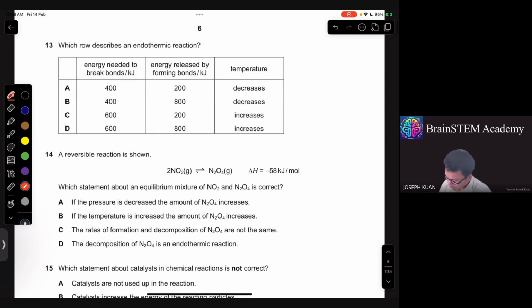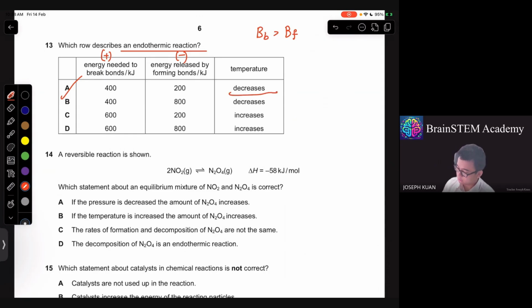Question 13, which role describes an endothermic reaction? In an endothermic reaction, the energy needed to break bonds must be greater than the energy released by forming bonds. Because breaking bonds is an endothermic process, forming bonds is an exothermic process. In that case, our answer here should be A, where temperature decreases through an endothermic reaction.